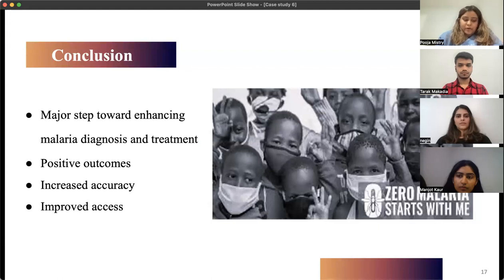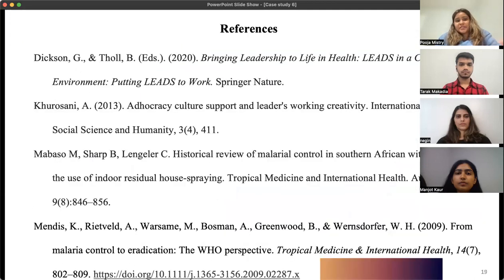Overall, the rollout of RDTs for malaria diagnosis in Swaziland has improved accuracy, access, cost effectiveness, and surveillance. By implementing these solutions and recommendations, and embracing effective leadership practices, the MNCP in Swaziland can overcome the identified challenges and make further progress towards malaria elimination. The next slide is about the references.